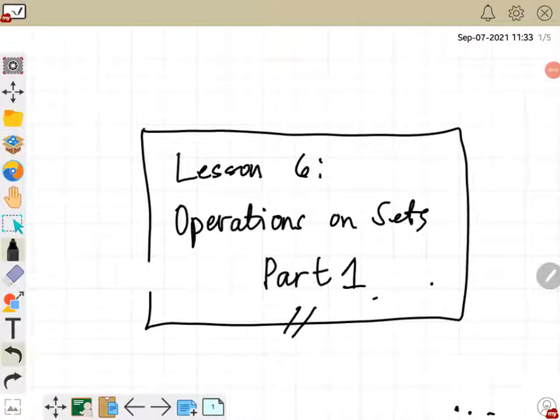In this video, we are going to discuss part 1 of lesson 6, operations on sets. This lesson is still part of our chapter 1, which talks about the fundamentals of sets. When you say mathematical operations, those are addition, subtraction, multiplication, and division. In sets, we also have what we call operations on sets.